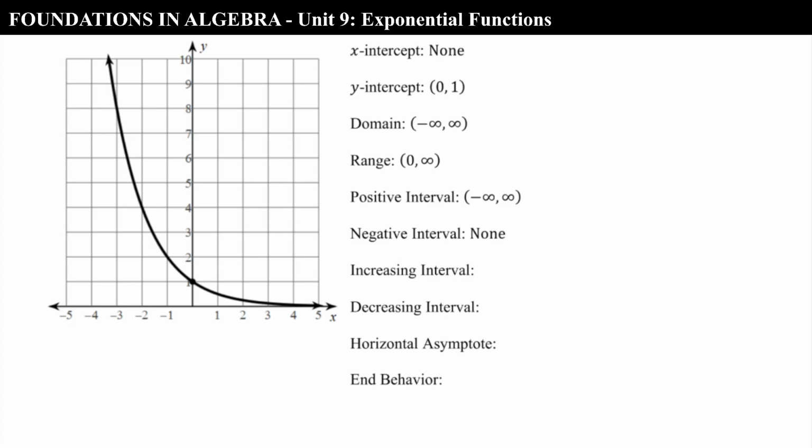From left to right, this graph is decreasing the entire time, so therefore there's no increasing interval, and we're decreasing everywhere. Our horizontal asymptote, well, we're approaching 0 on one end, so therefore our horizontal asymptote is at y equals 0. And our end behavior, as x approaches infinity on the right-hand side, we're approaching 0. As x approaches negative infinity on the left-hand side, we're going to infinity in the y. And there you go. That's the key features for example 1.